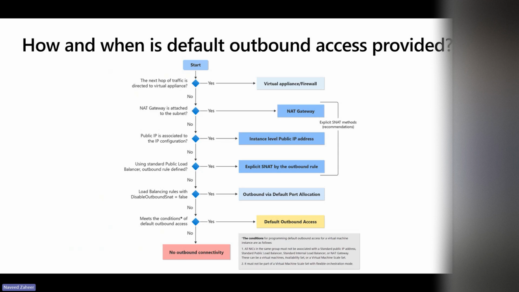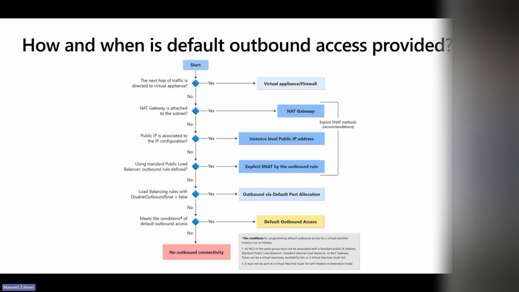Then, if there's a NAT gateway, that's important. So NAT gateway takes precedence over public IP. So that's the second thing it will use. Third one is, if there is a public IP attached to the VM, okay, then that will take precedence or that will take effect.